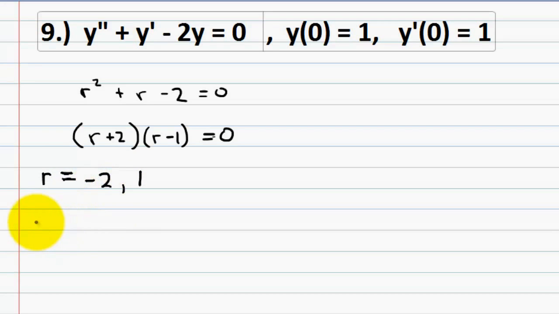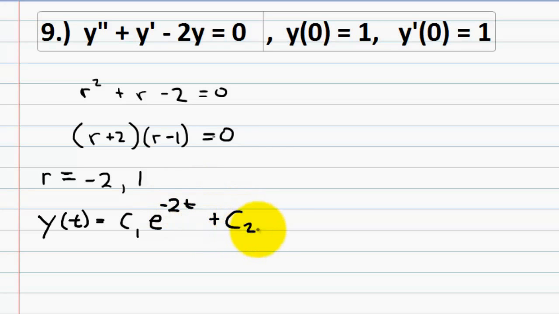Plugging these into the equation, we're going to get y of t is equal to c1 e to the negative 2t plus c2 e to the t. Now, once we have the equation in this form, what we need to do is start solving for c1 and c2. The way we do that is we're going to use the initial values that they gave us.